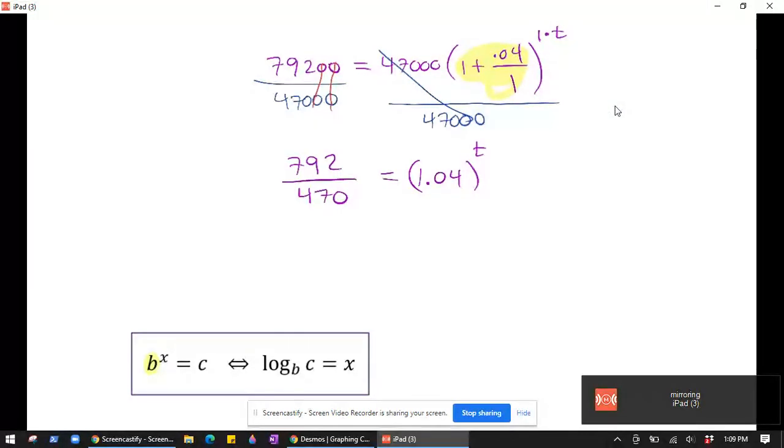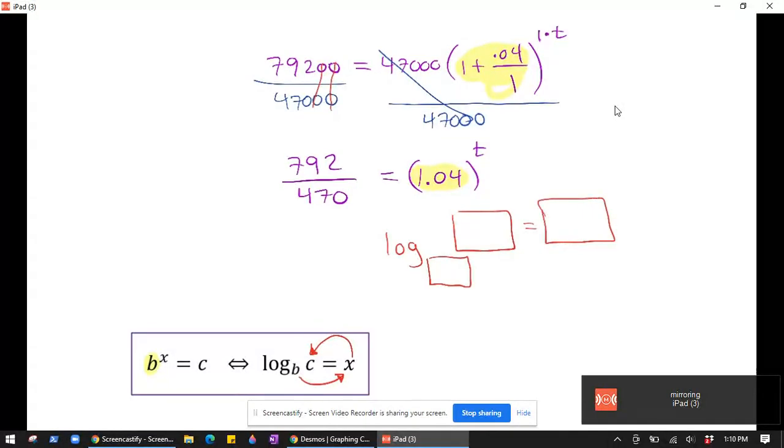All right, now we're in the position we want to be in because I have my base, and I can rewrite this equation in log form. So down below, b to the x equals c implies in the log form, I'm just going to rewrite it or restate it, b to the x equals c. So I'm going to write the word log. I'm going to put some blanks here. I'm going to reread this equation above in words, and it'll help me know what to put in the blanks. 1.04 to the t is equal to 792 over 470.